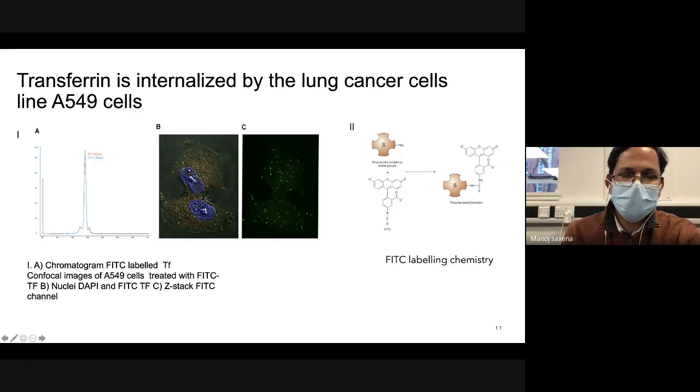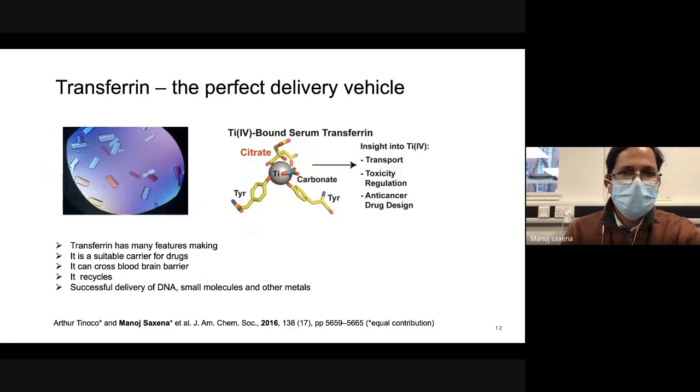Using a technique called confocal microscopy, I looked at these A549 lung cancer cells at different depths of the cells, which B and C denote, and I could see that when you incubate these cells with transferrin, it actually goes inside. So this was to further validate that in my hands, this A549 cell line, when incubated with labeled transferrin, can actually take up transferrin. And because of all these properties, transferrin can act as a perfect delivery vehicle for this apoptotic protein cytochrome C.